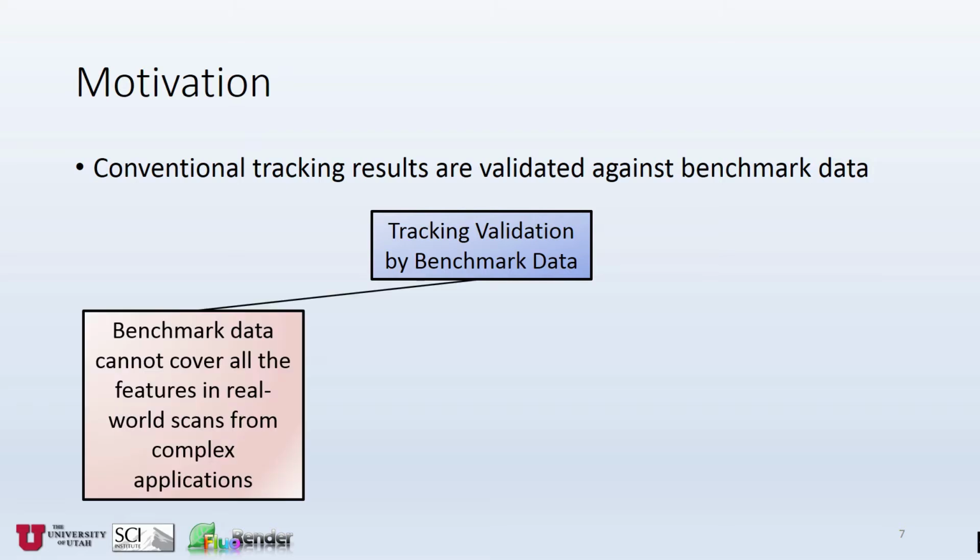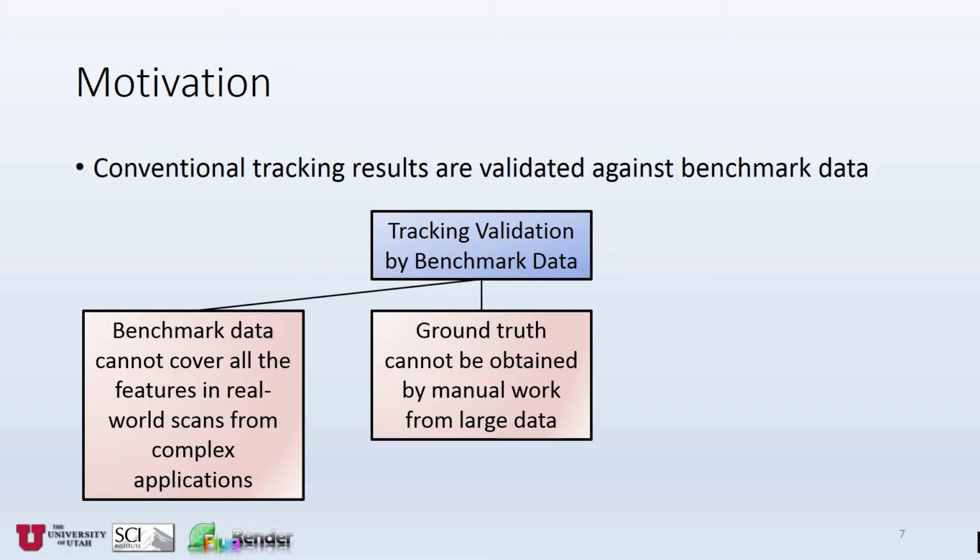The first problem is that the benchmark data can't cover all the features from real-world scans. Innovations in the imaging techniques are bringing new scans every minute. A tool that works for a benchmark dataset doesn't mean the tool also works for a new dataset. When the results of a tracking tool for a new type of data can't be validated from the old benchmark data, we need to redo the benchmarking.